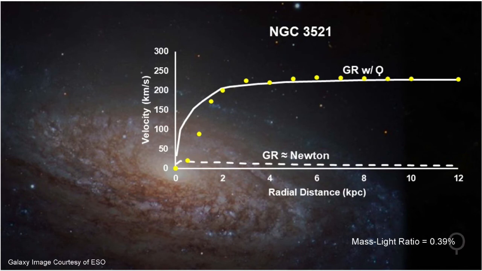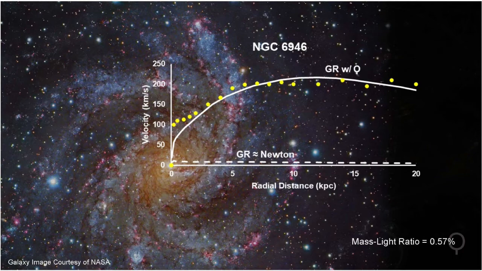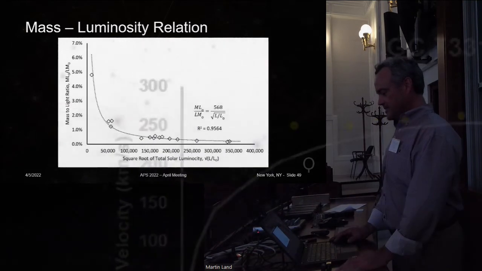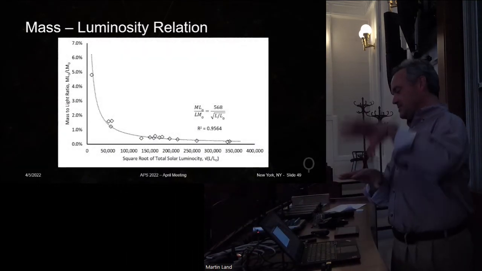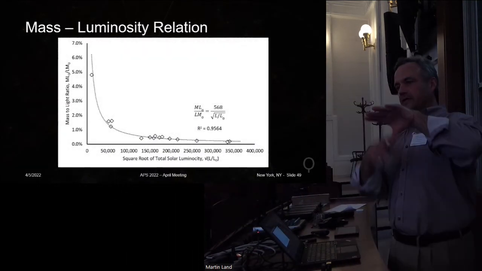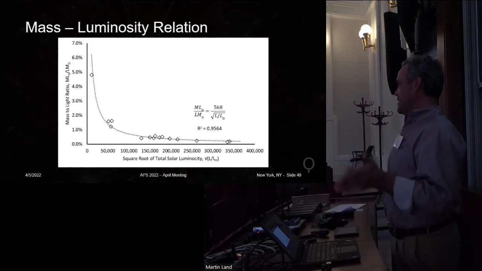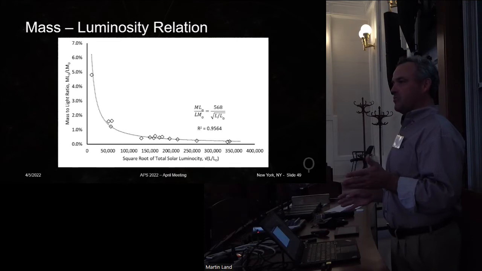By the way, I tried to fit these to the picture so that it would be about the right scale, so you could see. It's fun, right? This one's my favorite. Okay, so I plotted these mass to light ratios that I had just gotten from curve fitting the surface tension theory against total solar luminosity, and I got this great inverse function with an R squared value of 0.96.